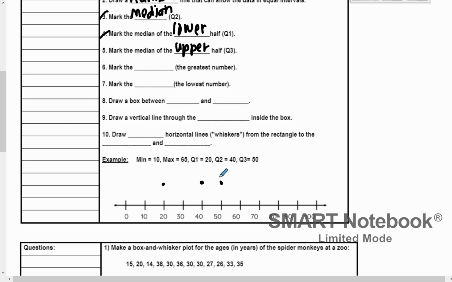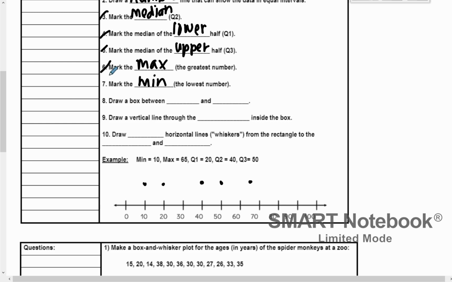Okay, then we're going to mark the greatest number, the max. Our max is 65, and that's going to go right in the middle of where 60 and 70 is. Notice how I'm making all these dots on a similar height. That's important because we want them all to be able to connect to each other in a minute. Then we're going to mark the min, which is our lowest number. Our min is 10.